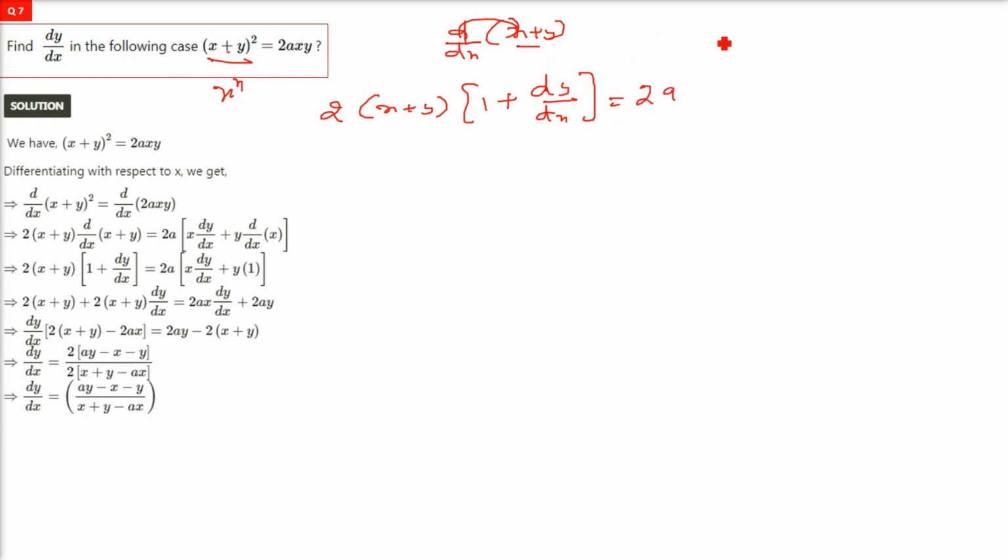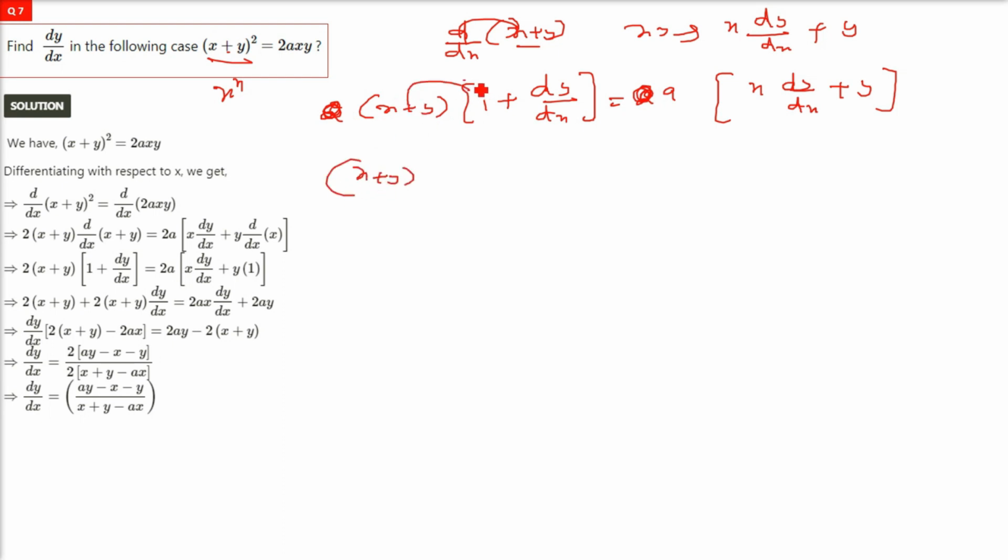Now 2a, what is xy? We have done in the previous question, x dy by dx plus y, d by dx of x is 1 only. So x dy by dx plus y. So let us write it here, x dy by dx plus y. Okay. Now this 2 you can cancel. Now multiply inside. So x plus y I am multiplying inside. Then x plus y into dy by dx, then is equal to a into x into dy by dx, and then we have ay plus ay.